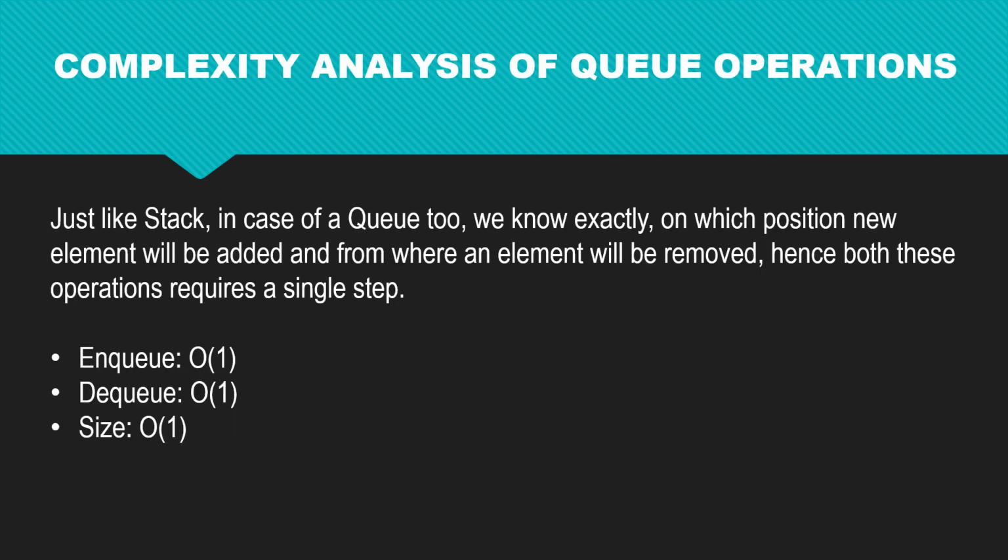Complexity analysis of queue operations. Just like a stack, in the case of a queue, we know exactly at which position a new element will be added and from where an element will be removed. Hence, both these operations require a single step. So the complexity of the enqueue operation is big O of 1, as well as the dequeue operation is also big O of 1. To find the size of the queue is also big O of 1.